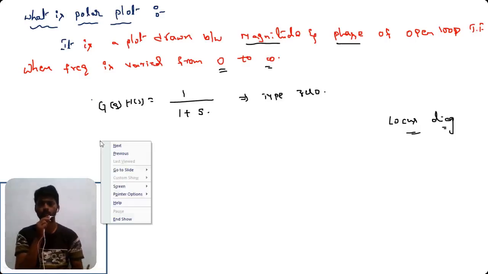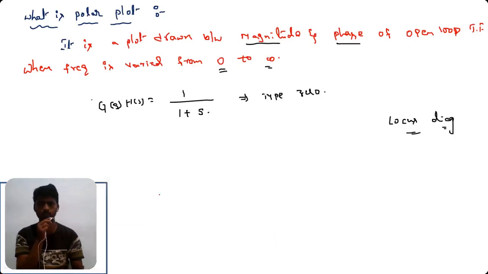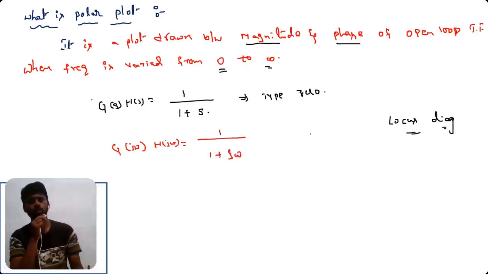To draw the polar plot, we have to convert into frequency domain, j omega. Just substitute s equals j omega. G(j omega)H(j omega) will be 1 by 1 plus j omega. We have to draw the magnitude of this open loop transfer function and the phase of this open loop transfer function with respect to frequency.